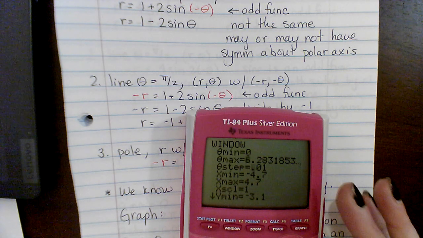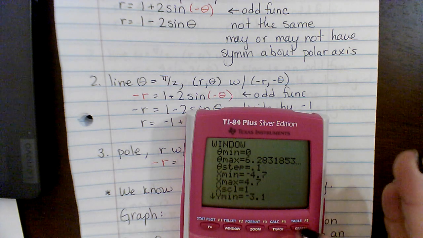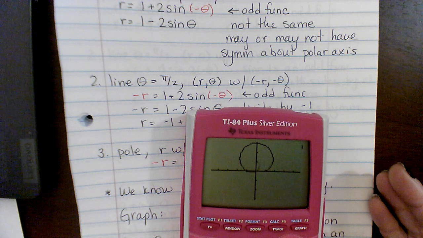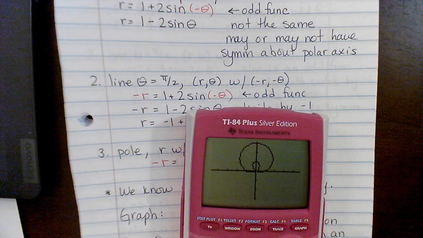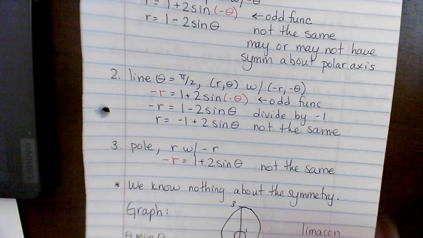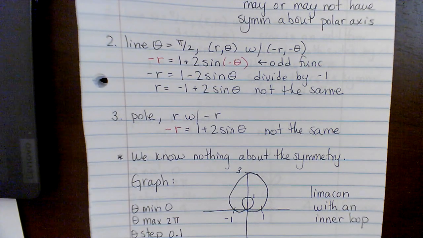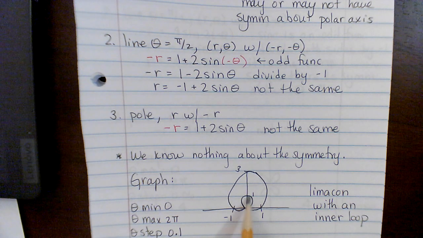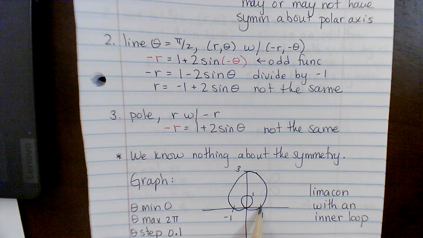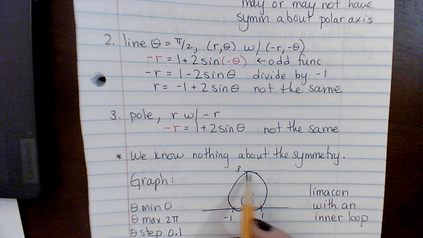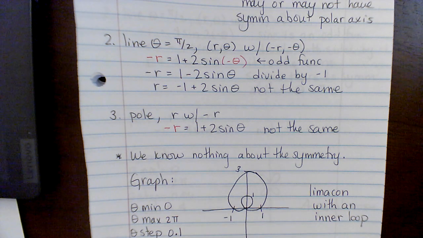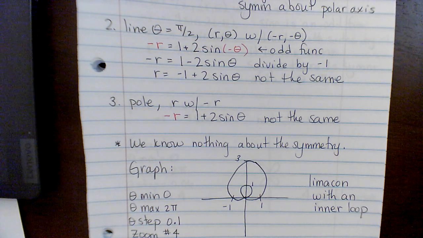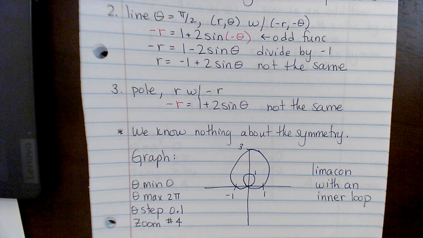All right, so I'm going to go up that sucker right there to 0.1. And then, nice little limaçon with an inner loop. And you can see those key points that are labeled here from the calculator: that's up here at 1, that's back here at -1, that intercept right there is 1, and then this one up here is 3. I get that it's not really smooth, but what are you going to do? So it's called a limaçon with an inner loop.